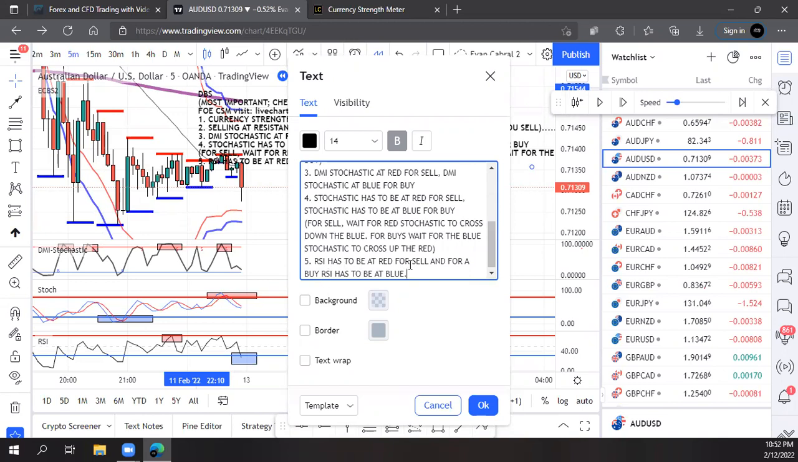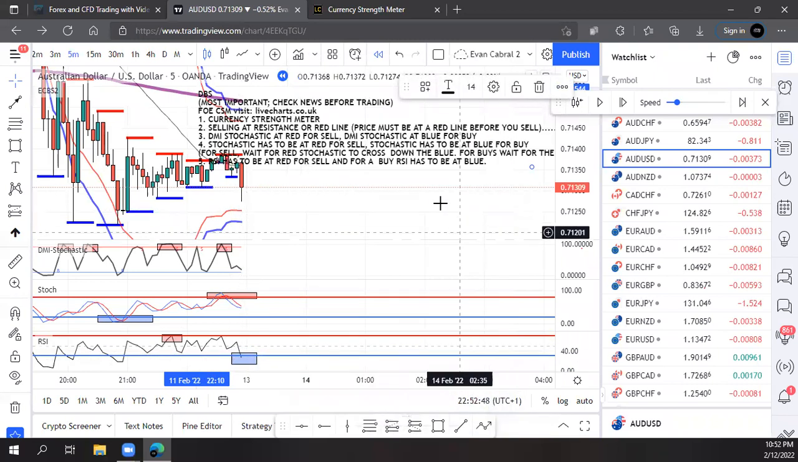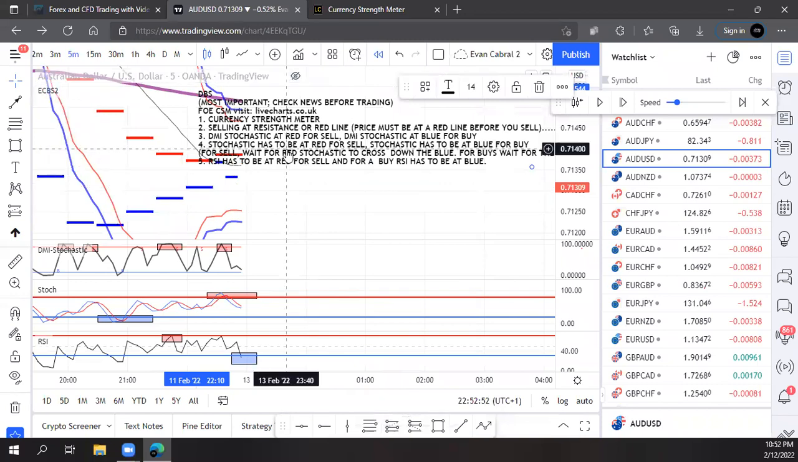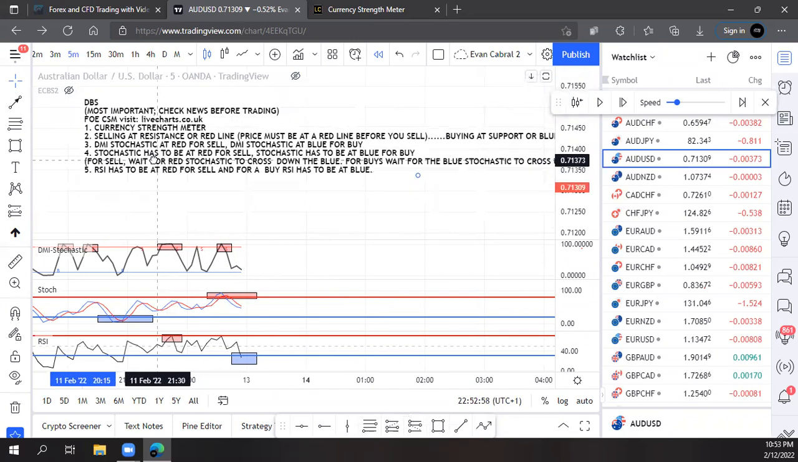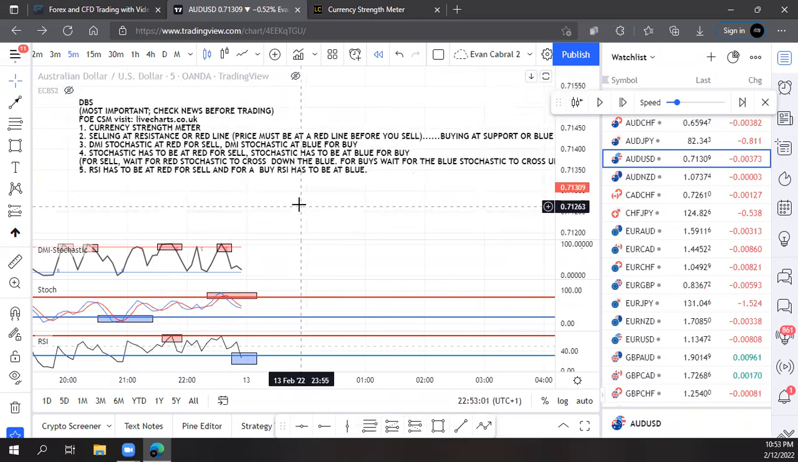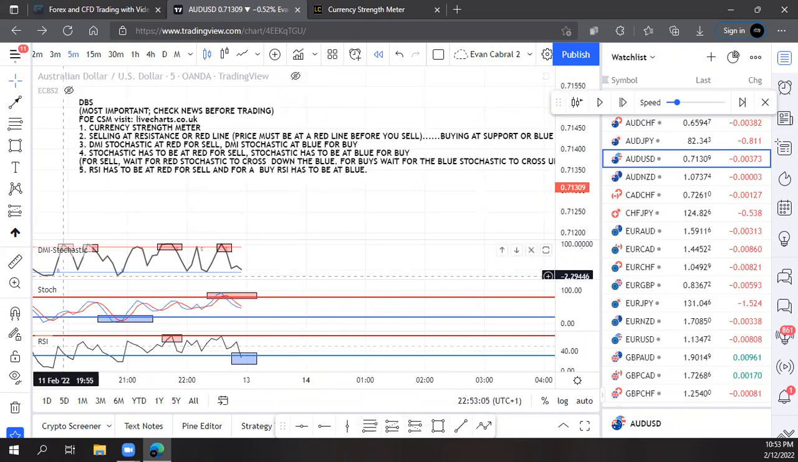So RSI has to be at the red for a sell, and for a buy, RSI has to be at the blue area. So these are the basic things we are going to be considering once we are looking for trade ideas.